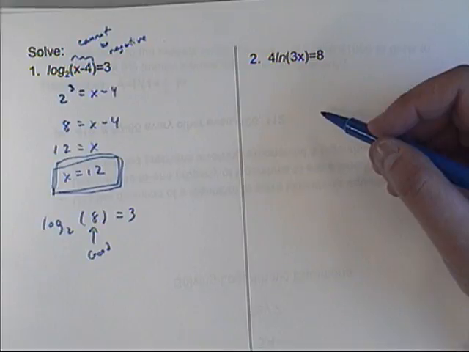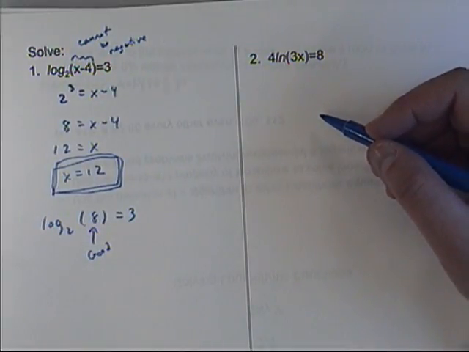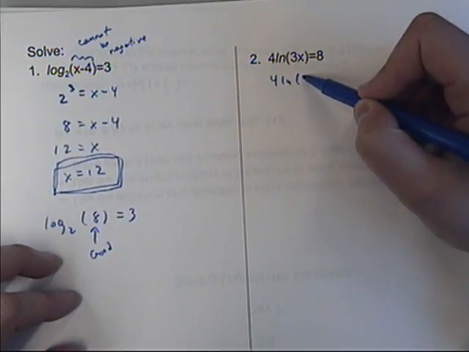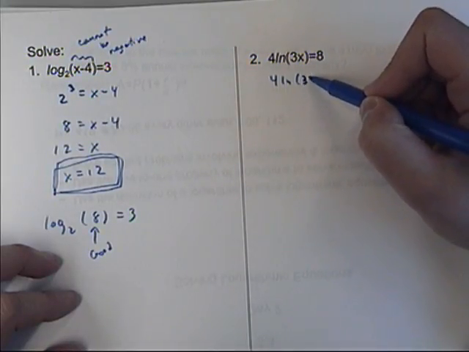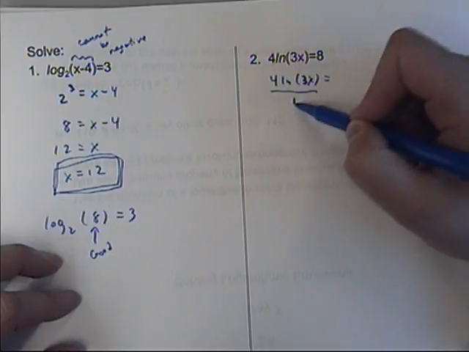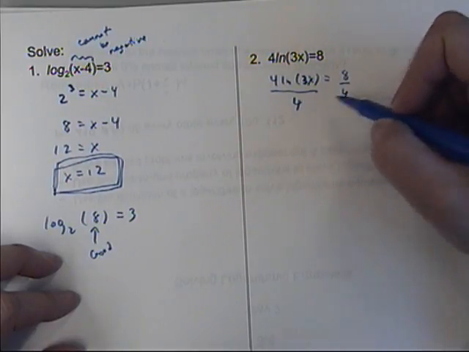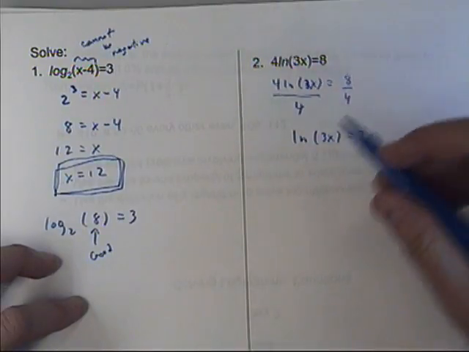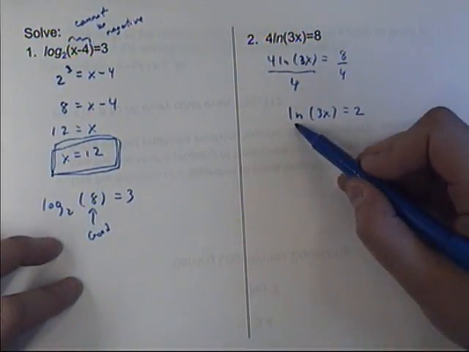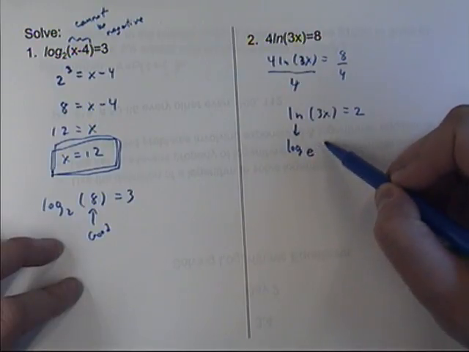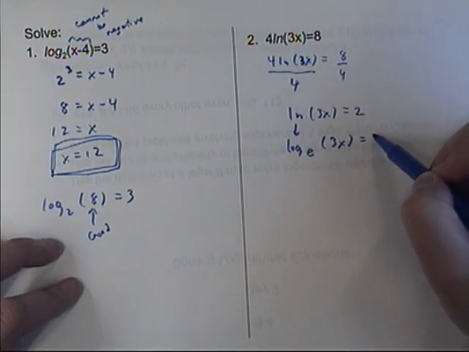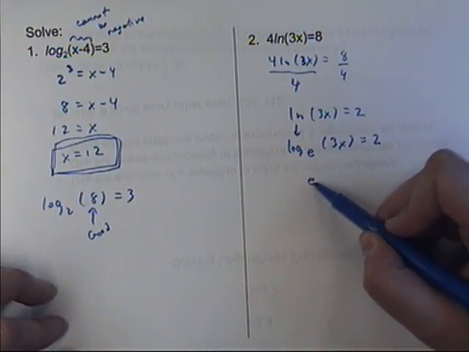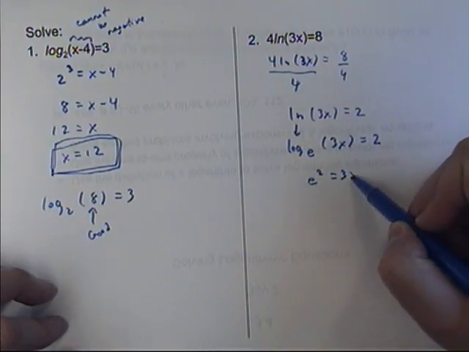Okay, now the second question. We have to divide by 4 first to isolate our logarithm, to get it by itself. So there we go. We've got the logarithm of 3x equals 2. And then I'm going to change this to a different notation, log base e of 3x equals 2. And then do the same thing I did over there. I'm going to write it in exponential form. So it'd be e to the second power equals 3x.